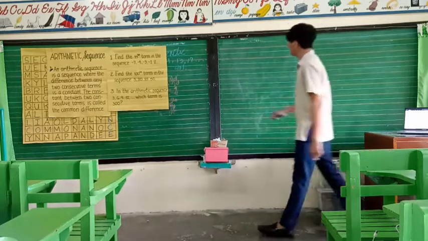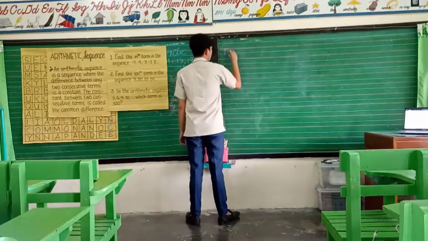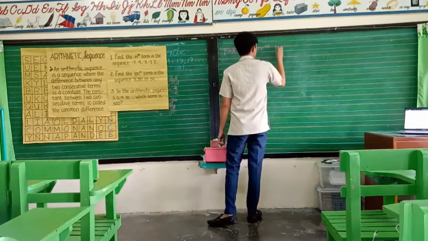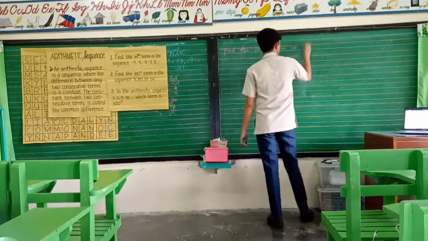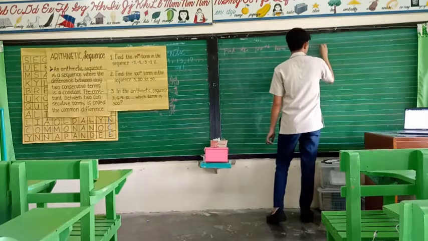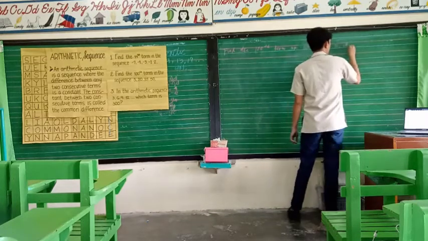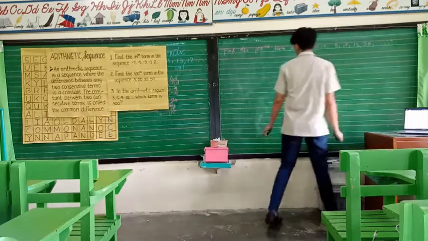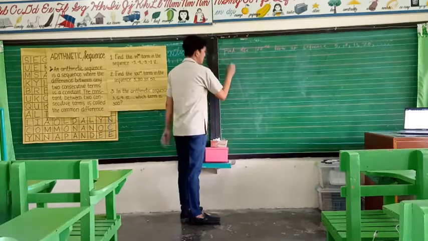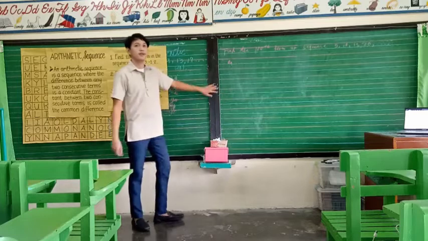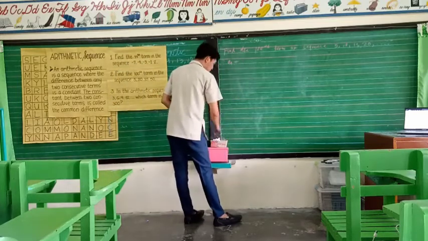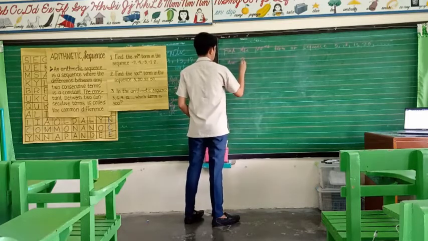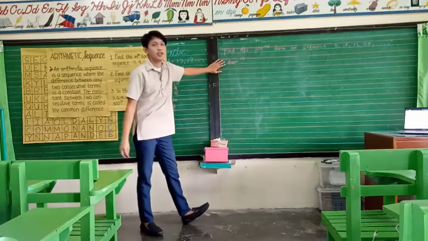So, find the 100th term of the sequence 5, 10, 15, 20, and so on. Class, what is our n here? 100. Okay, very good. And we have to replace a sub n with a sub 100 and write the question mark because a sub 100 is missing here.